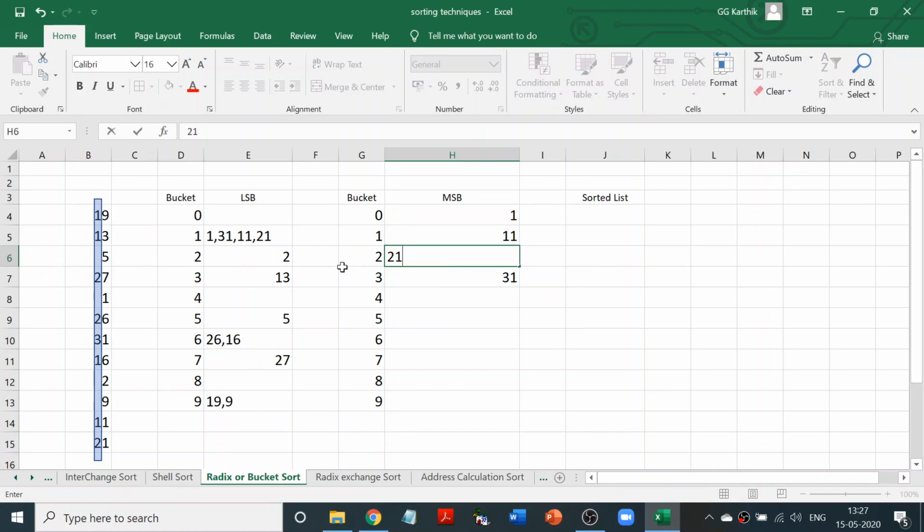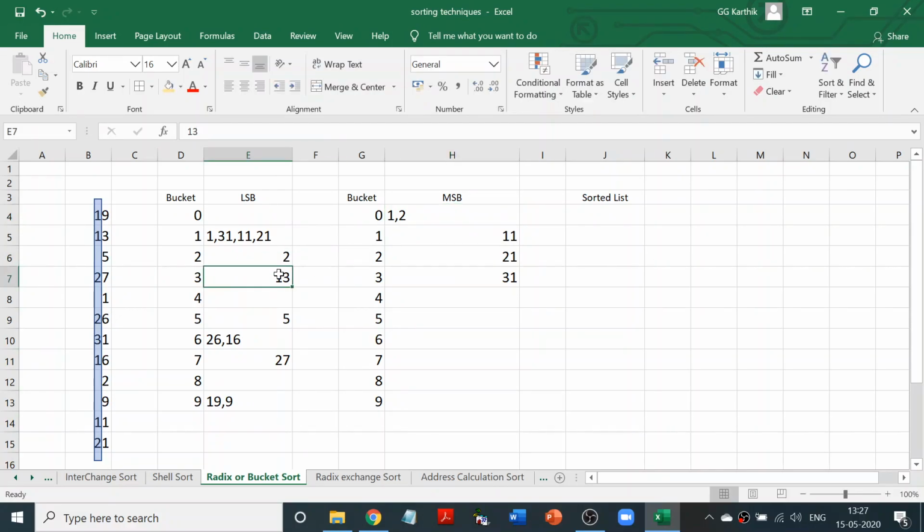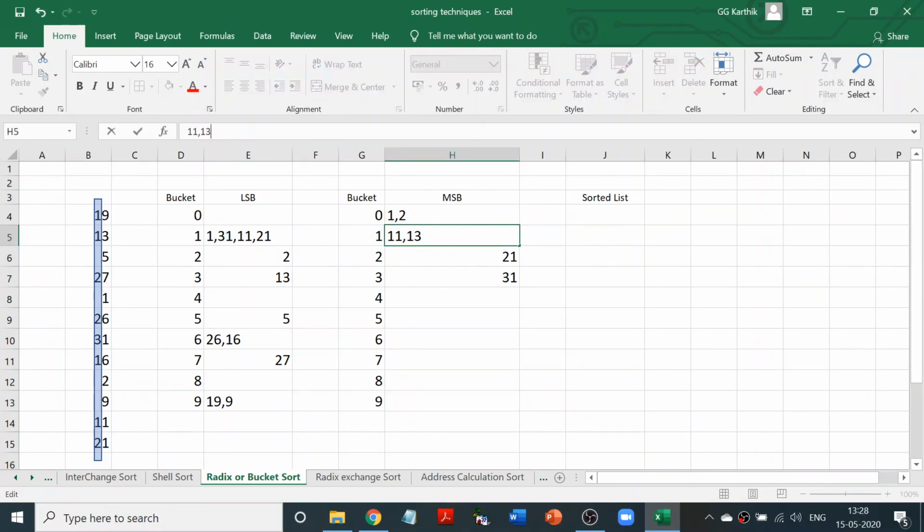Right. Next is 2. So we are going to consider that as what? 0, 2. So it is going to go to the 0 bucket. 0 is the most significant digit. So it's going to be 0, 2 is what it's going to be considered as. Right. Then comes 13. So 13's most significant digit is 1 again. So it is going to go here. 13. Then you have 5. 5 again, the most significant digit is 0. So it goes here.